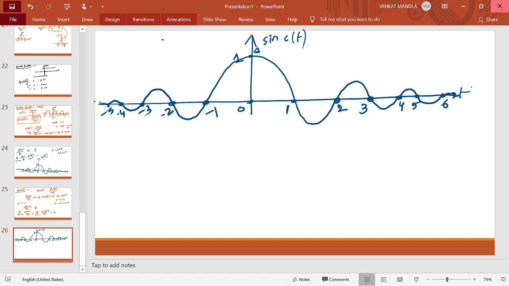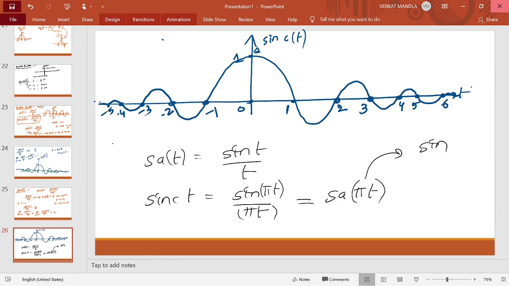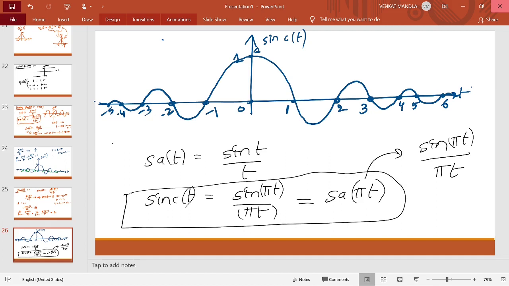And what is the relation between sinc t and Sa of t? Sa of t equals sin t by t, right? But sinc t equals sin pi t by pi t. I will write this as Sa of pi t. How can you write Sa of pi t? Sin of whatever value is present in the bracket, divided by that same value: sin pi t by pi t. So you can represent sinc t in terms of Sa of t: sinc t equals Sa of pi t. This is also an important and useful result. Sometimes in the exam you might get Sa of t, sometimes you might get sinc t. You must know the relation.